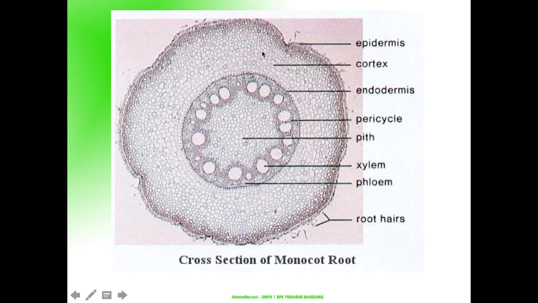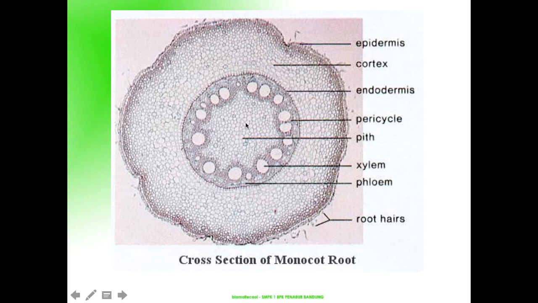After the cortex we can find the endodermis. Endodermis: endo means inside, dermis means layer. So it's like epidermis, which is located outside, but since it is inside, we call it endodermis. Right after the endodermis there are one or a couple of layers of cells called pericycle. Endodermis and then pericycle.